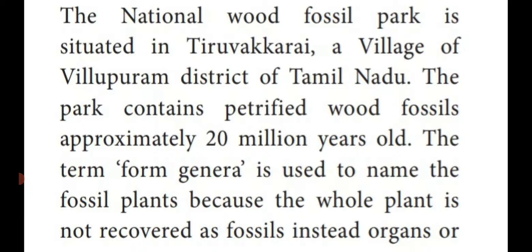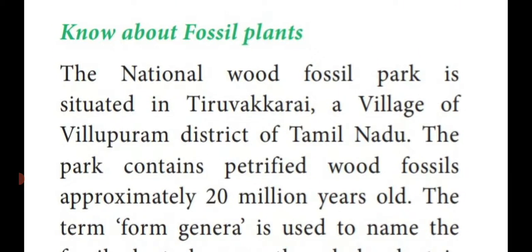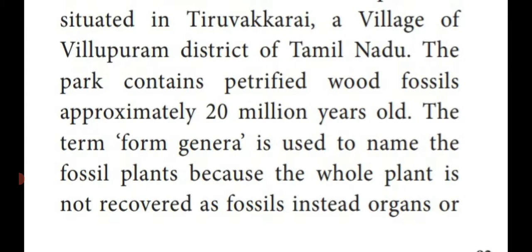One more question: why can we say form genera? It means we are unable to see all the plant parts clearly. We can see only either the leafy region, or root, or stem. Like that we see only parts of a plant, which is known as an organ. So we are unable to name the whole plant. It is a form, a small structure of a genus only. That is known as form genera. These plants were present 20 million years ago, so those plants are known as fossil plants.